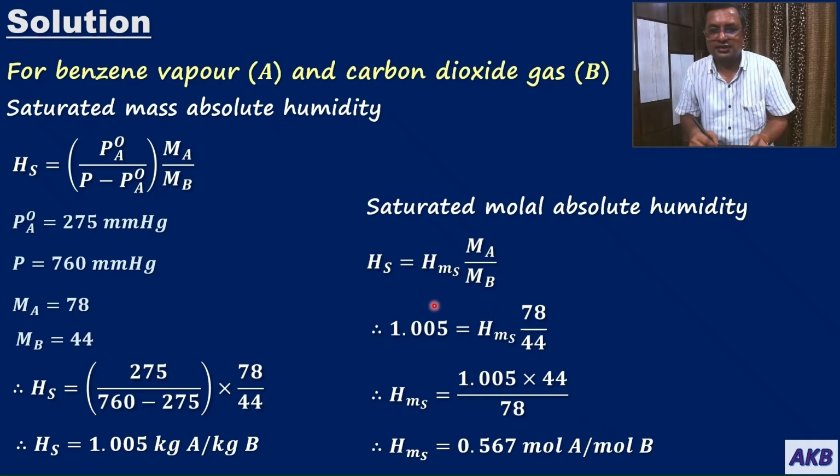So in this way we get saturated mass absolute humidity and saturated molar absolute humidity for the second case when gas B is carbon dioxide. So that is the end of solution for numerical example number 2. It was a simple numerical, even numerical number 1 was a simple numerical. So the objective was to tell you how you can use the equations for getting various quantities, various properties of vapor gas mixture. So I hope you have learned how to get various properties of vapor gas mixture.